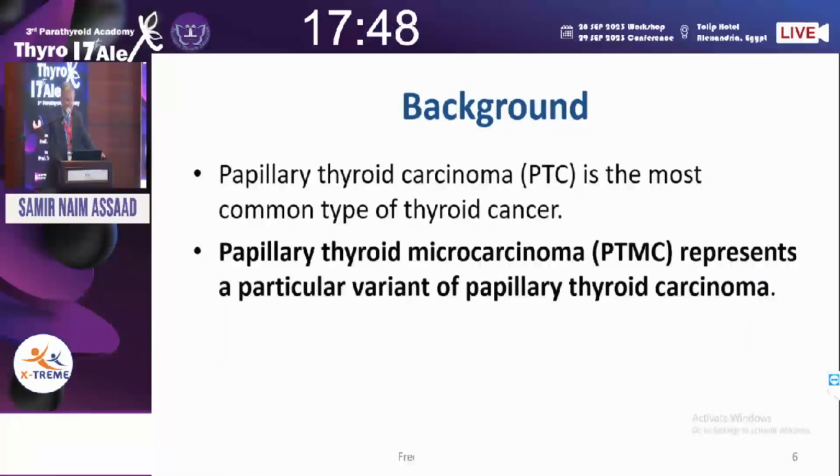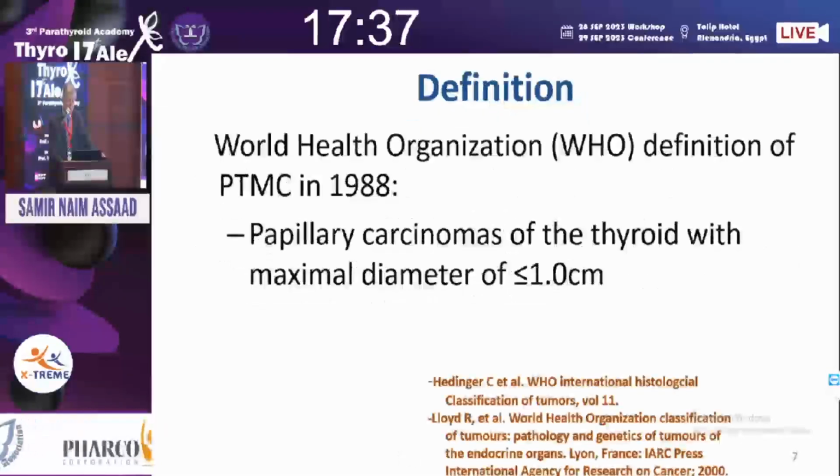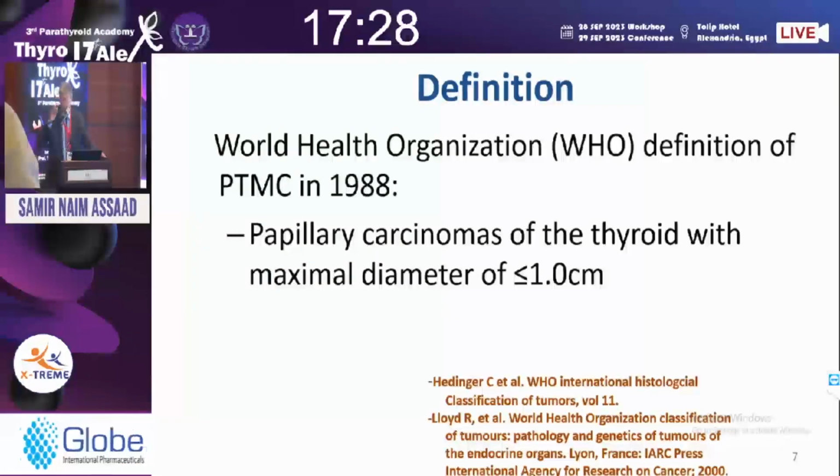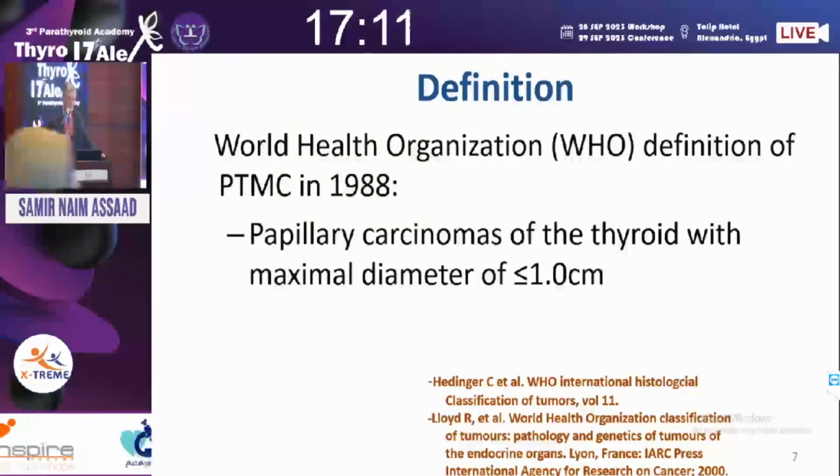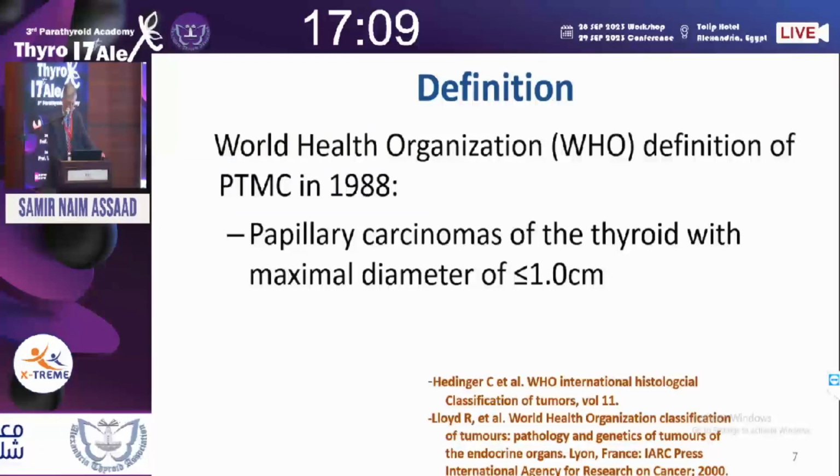So what is papillary thyroid microcarcinoma, the PTMC? It's actually a variant or a form of papillary thyroid carcinoma. And if you go to the definition, is papillary thyroid carcinoma less than or equal to 1 centimeter? This is the WHO definition since 1988. So in 1988, the definition of the WHO was that papillary thyroid carcinoma foci less than or equal to 1 centimeter is papillary thyroid microcarcinoma.